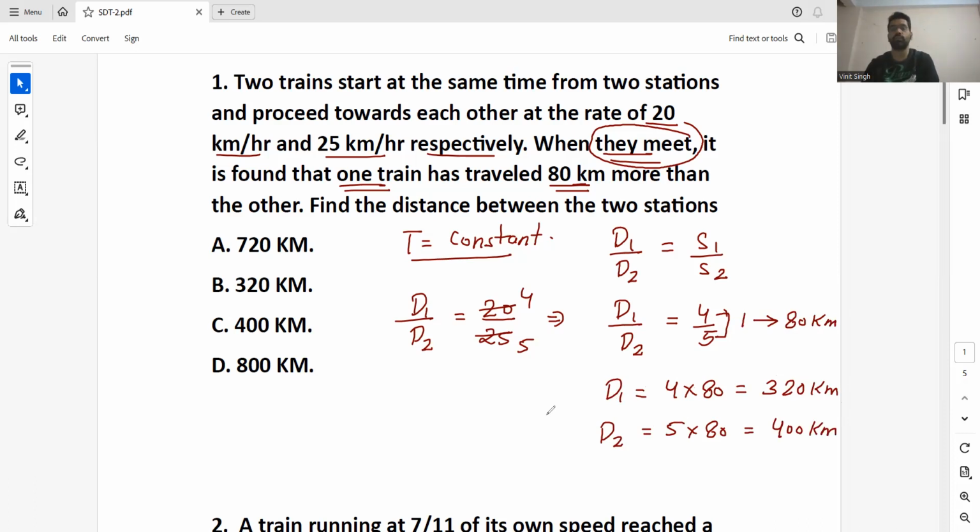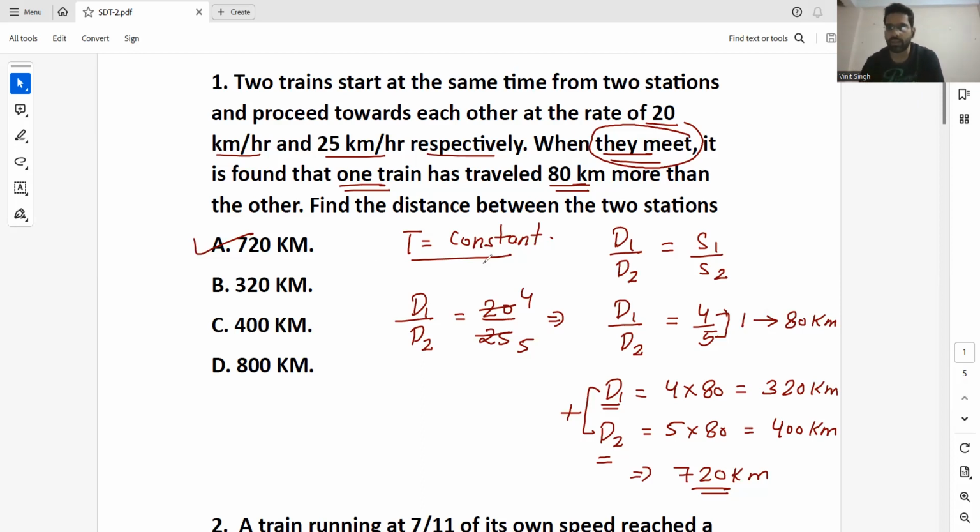So we have to find the distance between both stations. d1 is the distance traveled by train 1, d2 is the distance traveled by train 2. So we will add these two distances and then we will get 720 kilometers. 720 kilometers is the distance between station 1 and 2. Getting my point?